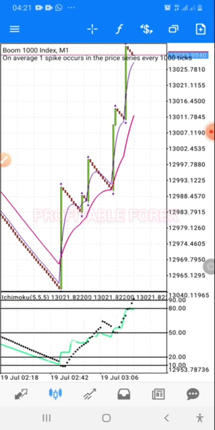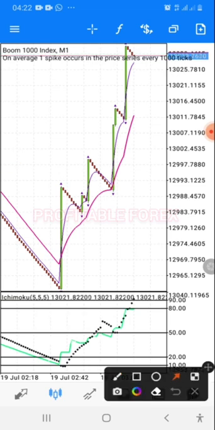Okay, so let's look at Boom 1000. If you are looking at catching spikes in Boom 1000 using the strategy, remember, you'll be buying if you want to catch a spike. So what do you look out for? You look out for the Ichimoku at the oversold region here, and your parabolics are also at the oversold region, and ensure that the parabolic is trading below the Ichimoku.